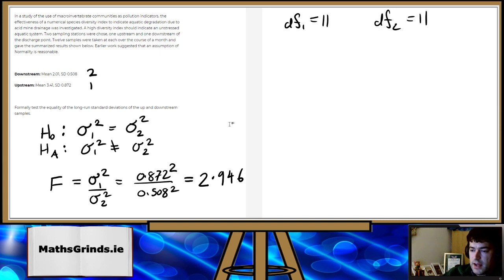So if we go to our F tables for 11 and 11, let's have a look. Now, we'll use the usual alpha of 0.05. So in that case, 11 and 11. Oh, these tables are a bit weird. They skip 11. They go 10 and 12. Let me see if I can find better tables elsewhere.